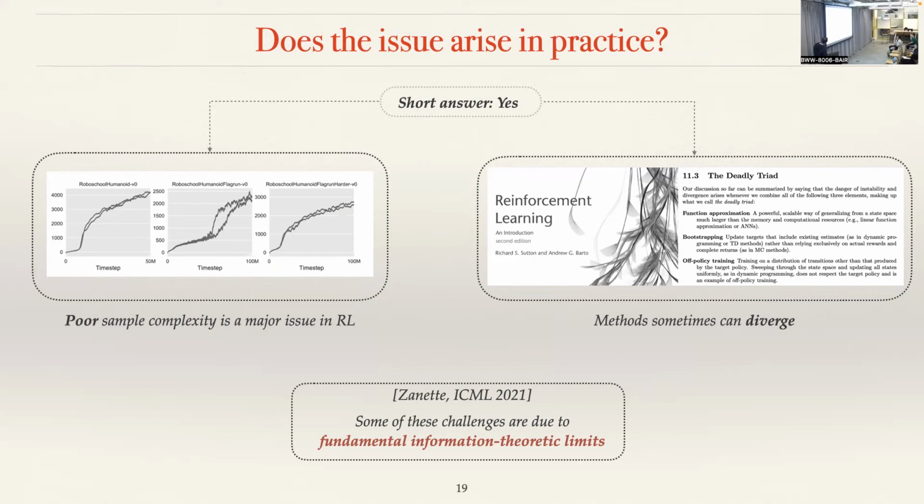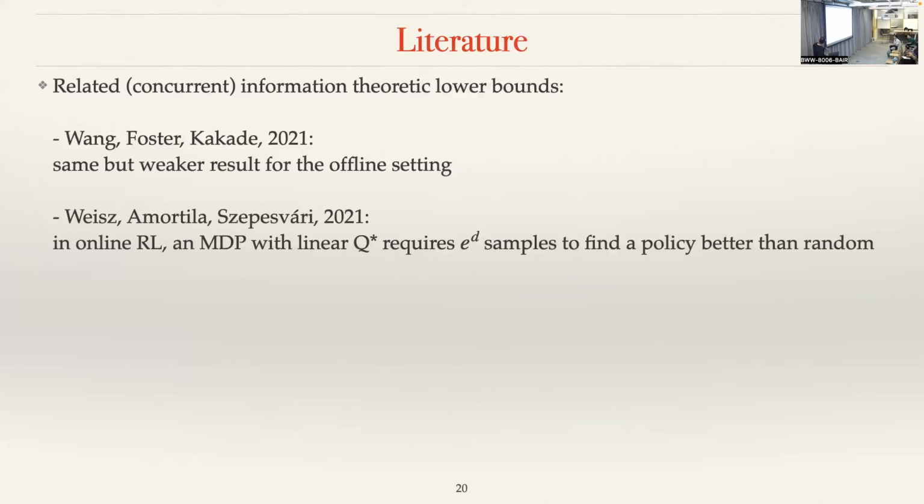But the contribution here is really to identify that those issues are algorithm independent. They're information theoretic, meaning that there is some fundamental hardness in the reinforcement learning problem that applies broadly to all algorithms that you can come up with. You will not be able to find an algorithm that is able to solve all problems, even if they are as simple as linear. And this issue has been studied more broadly by some other important papers, and some have similar results.